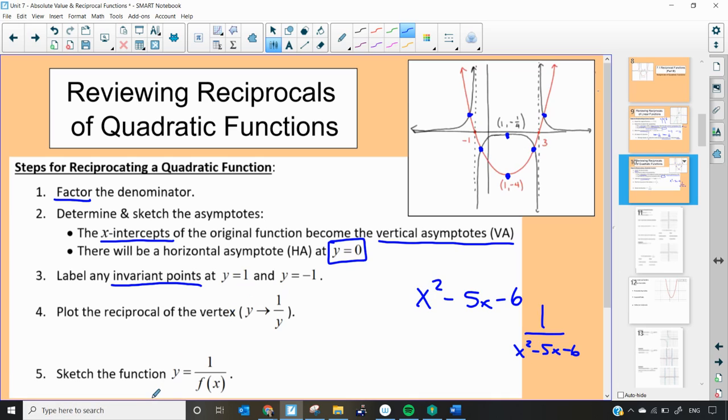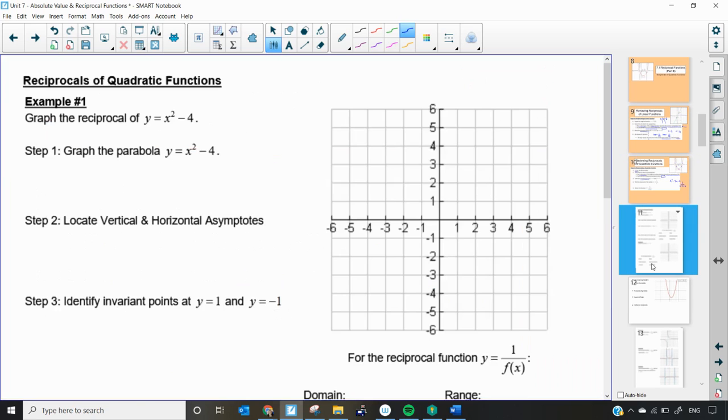And then we would sketch our function, again, paying attention to the fact that as our y values are getting larger and larger, our reciprocal values are getting smaller and smaller. And if the y values are getting smaller and smaller, the reciprocal values would be getting larger and larger. All right, so let's take a look at some specific examples.